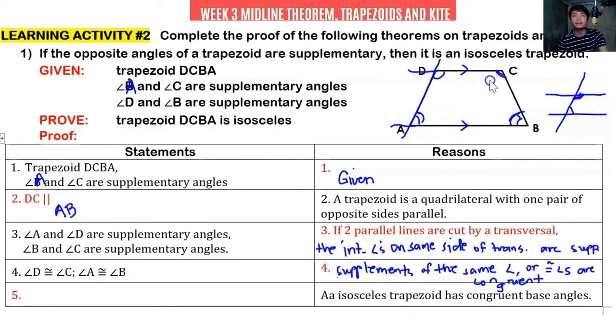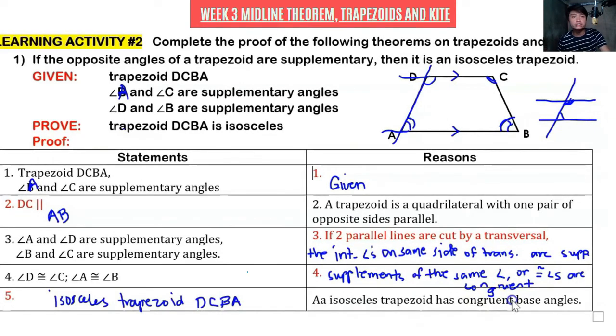And then number 5, an isosceles trapezoid has congruent base angles. So, ano yung magiging sagot natin doon? Isosceles trapezoid DCBA. So, diyan natin na-prove that isosceles trapezoid has congruent base angles. So, angle A and angle B, angle D and angle C. So that DCBA is an isosceles trapezoid.